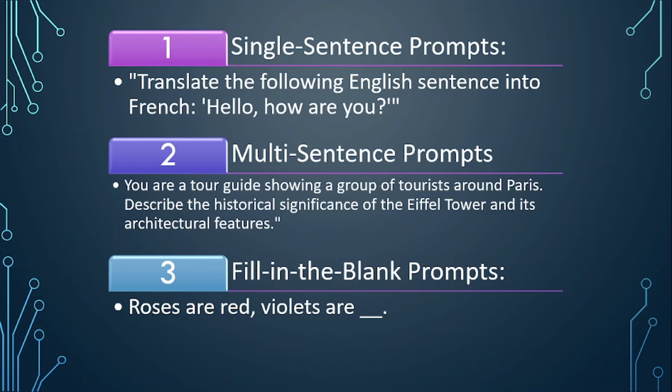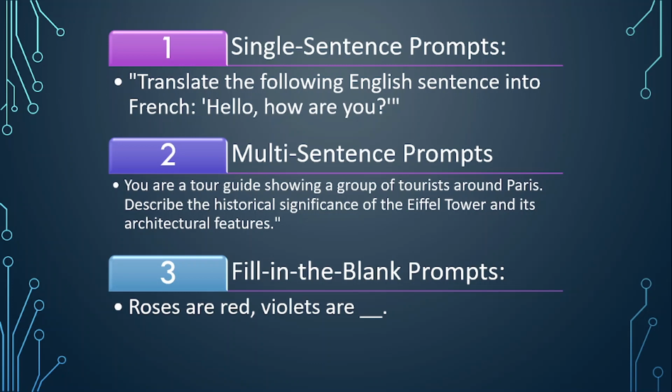Now we are going to learn different types of prompt. Single sentence prompt. A single sentence prompt only consists of one sentence. Translate the following sentence into French. Hello, how are you? Then multi-sentence prompt, which I prefer, is explaining the prompt in detail so the output you get is more specific. You are a tour guide showing a group of tourists around Paris. Describe the historical significance of the Eiffel Tower and its architectural features.